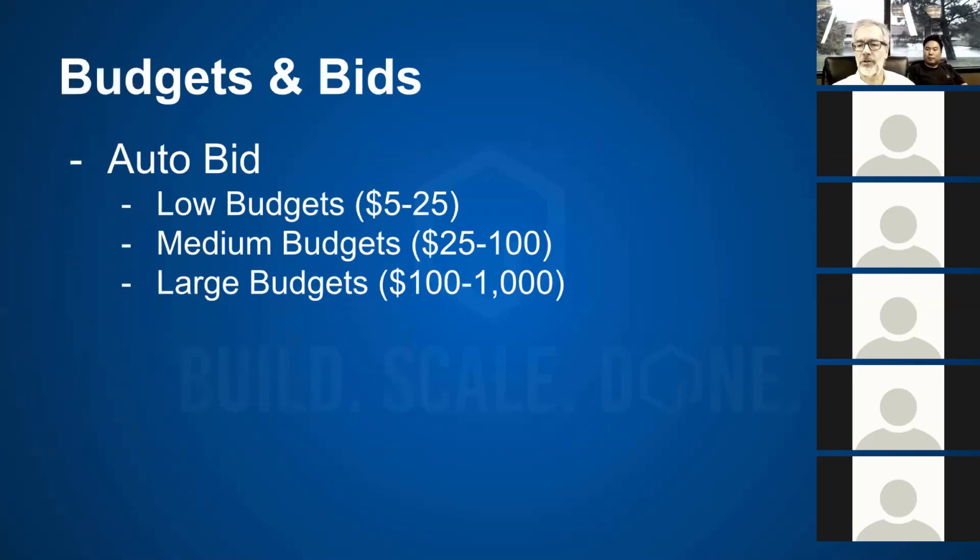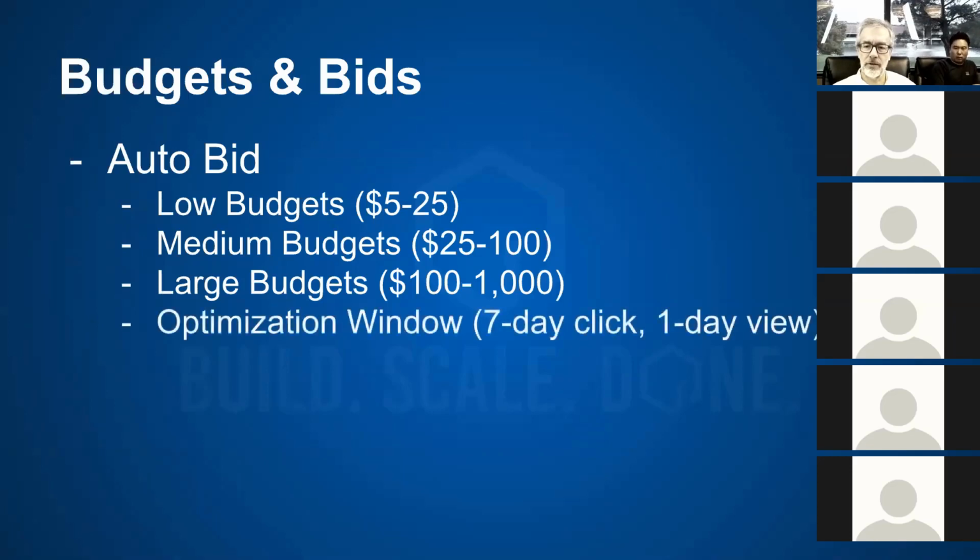You can't just overcome your conscience by saying to yourself, Thomas said I shouldn't think of $100 as a large budget. This is fluctuating and this is personal, so take it as what that is. We already talked a lot about the optimization window, 7-day click, 1-day view. This is what I usually use for AutoBid.